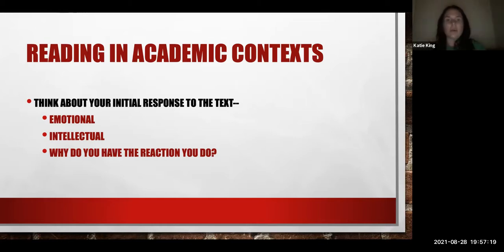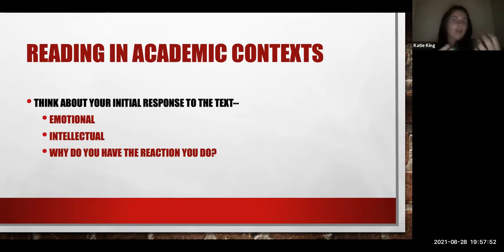So what do we do while we're reading? Well, we have to think about our initial response to the text. And yes, we have to make sure we have an intellectual response. In other words, we have to make sure that we understand what the writer is saying. What does that mean? Well, that means looking up words we're unfamiliar with as we go. That means annotating and taking notes, which is something I'll talk about in a moment. That means challenging ourselves, not just skipping over when it's difficult, because that's not challenging ourselves.